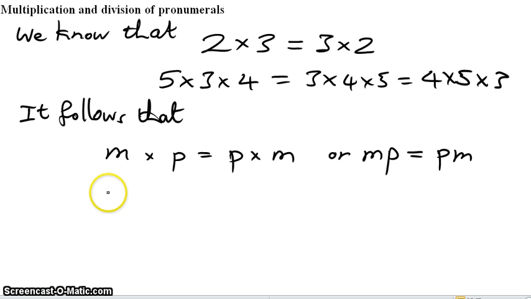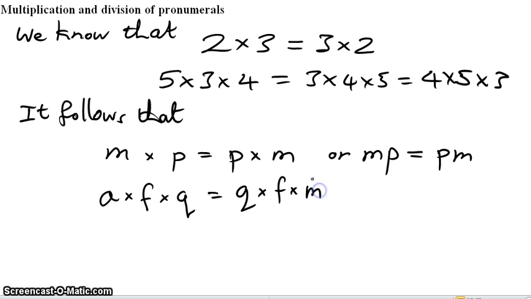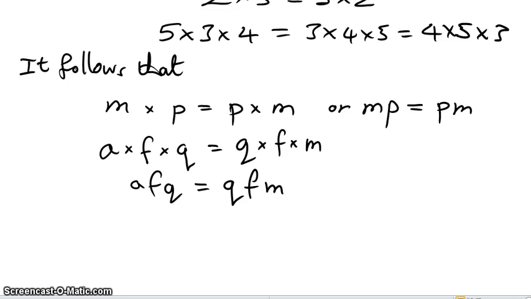Again, true if you had 3 letters, so let's say we've got a times f times q is the same as q times f times a, etc. Or afq is the same as qfa. Again, taking out those times signs because they can get confused as being x's. Alright? Now, just take that on a little bit.